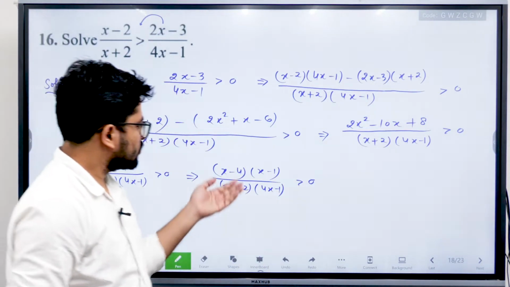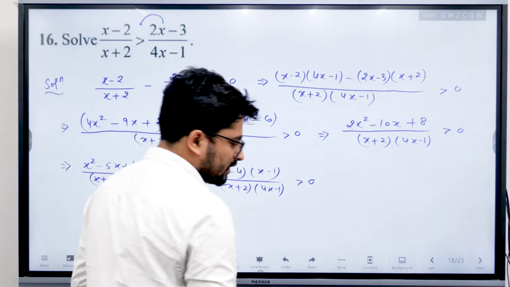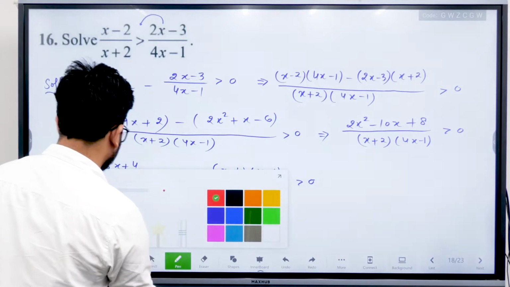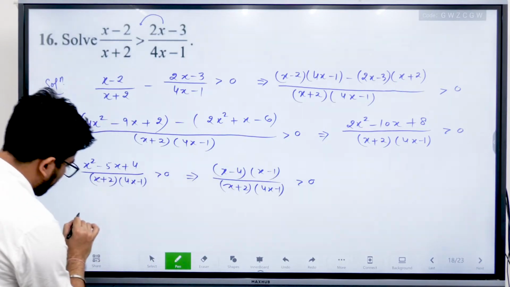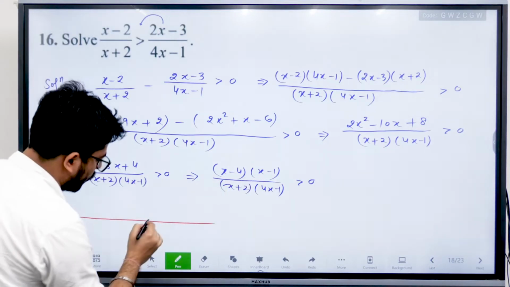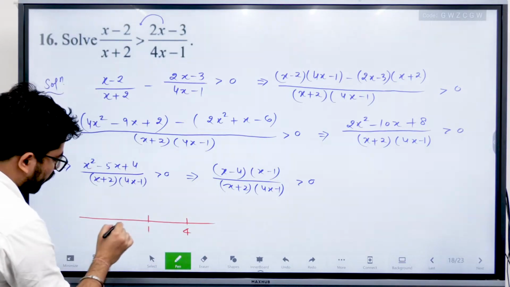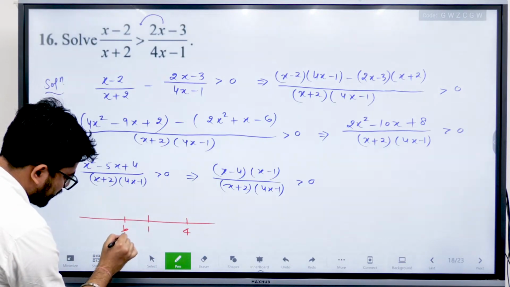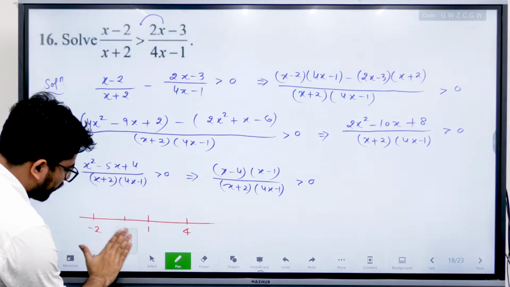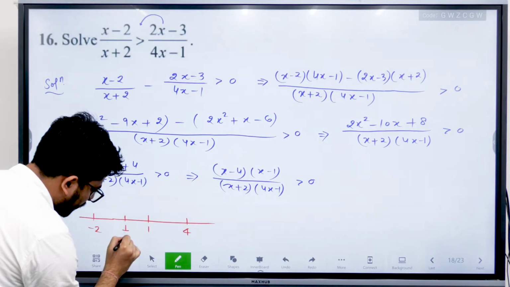Yes. So now we can use the wavy curve method. The wavy curve method says draw your number line and write the zeros of the numerator and denominator. So 4 and 1. Let's say 1 is here, 4 is here, 1 by 4 is here, and then you have minus 2 here. So this is 1 by 4.